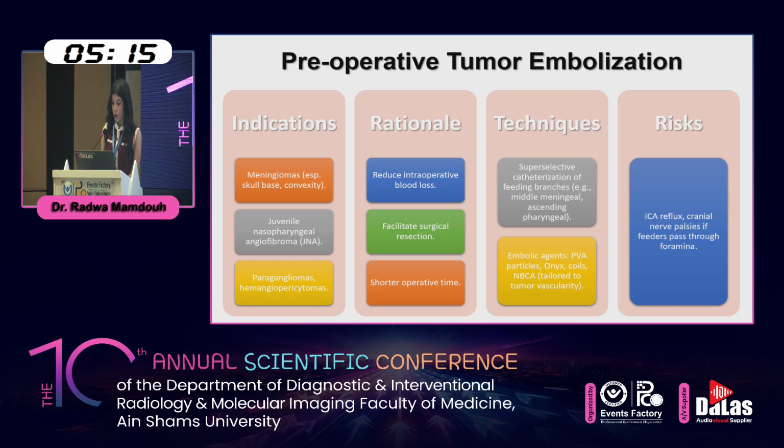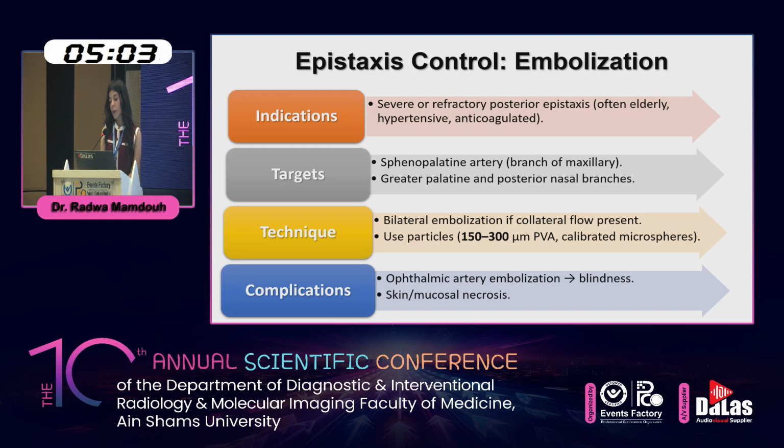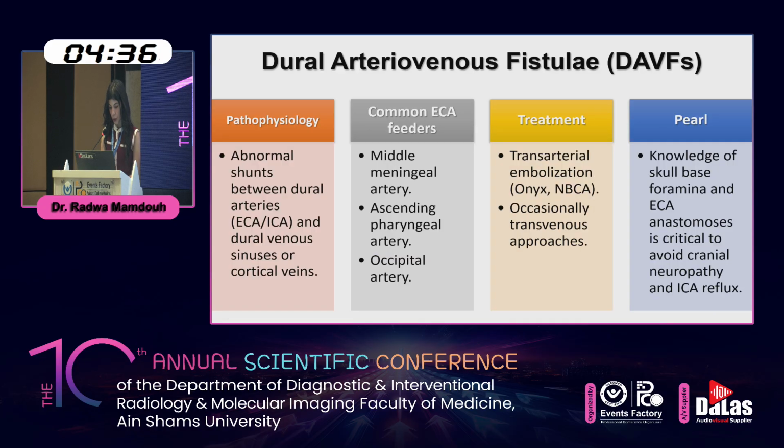This can be achieved by using super selective catheterization of the feeding branches and using embolic agents such as PVA, onyx, coils, and histoacryl. The second application is epistaxis embolization in cases of severe or refractory ones, which are often seen in elderly, hypertensive, and anticoagulated patients, targeting the sphenopalatine artery. Reaching bilateral sphenopalatine arteries is usually done, injecting 100 to 300 micrometer microspheres. The complications here include obviously blindness if it reached the ophthalmic artery.